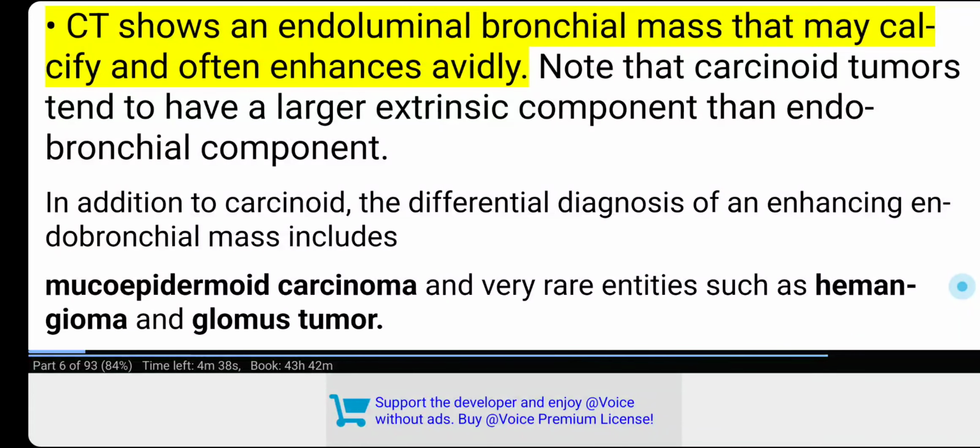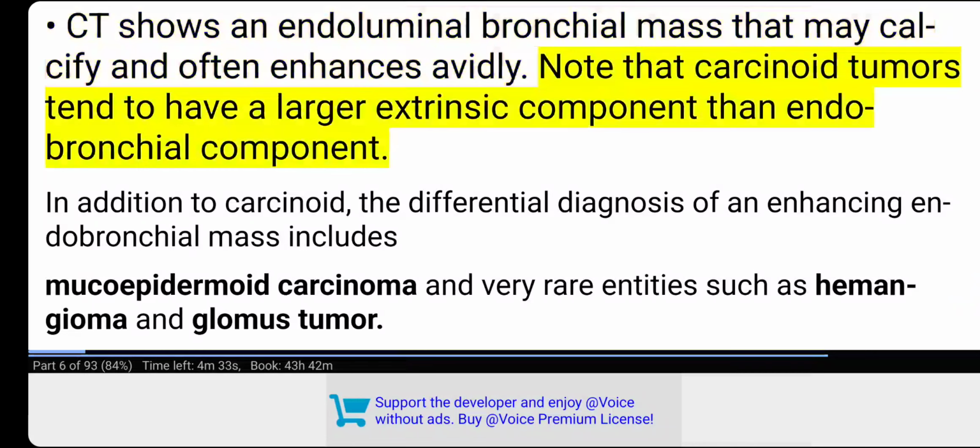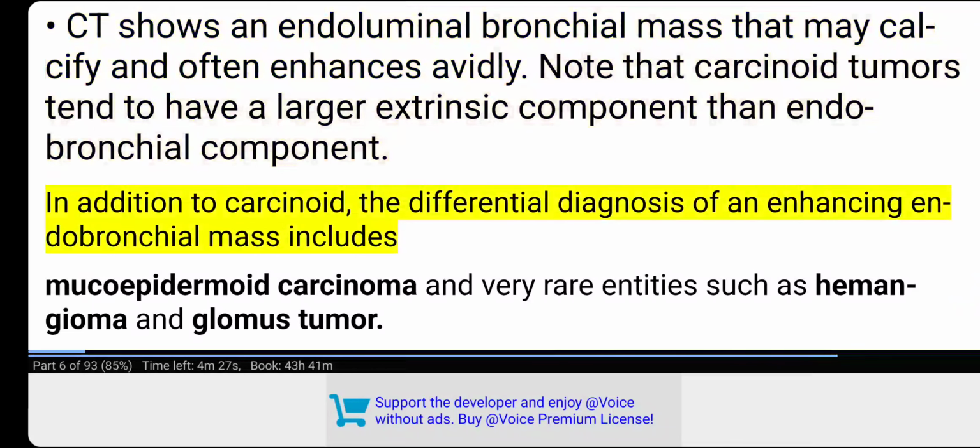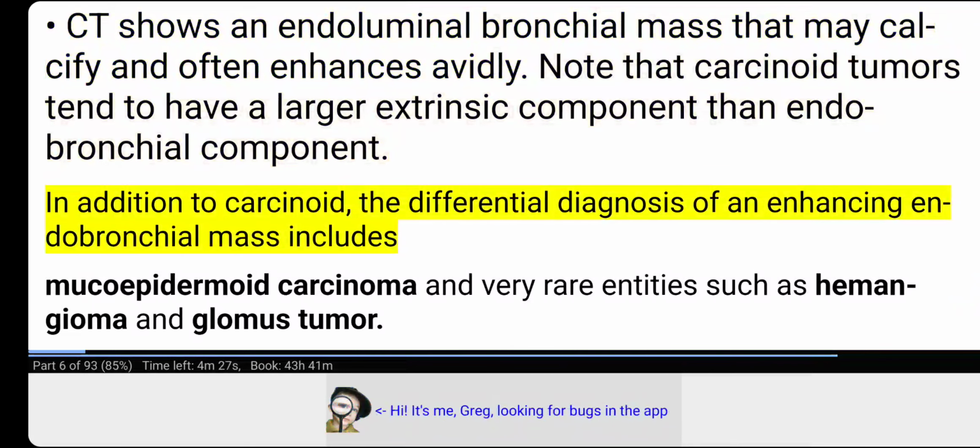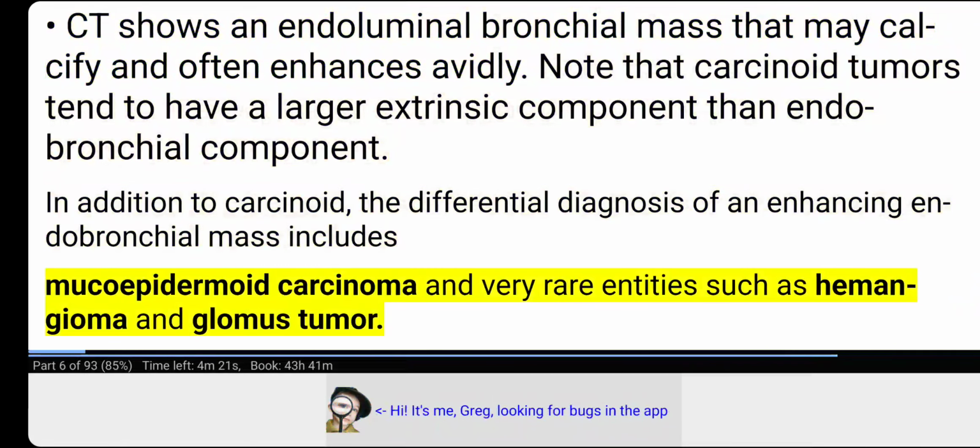CT shows an endoluminal bronchial mass that may calcify and often enhances avidly. Note that carcinoid tumors tend to have a larger extrinsic component than endobronchial component. In addition to carcinoid, the differential diagnosis of an enhancing endobronchial mass includes mucoepidermoid carcinoma and very rare entities such as hemangioma and glomus tumor.